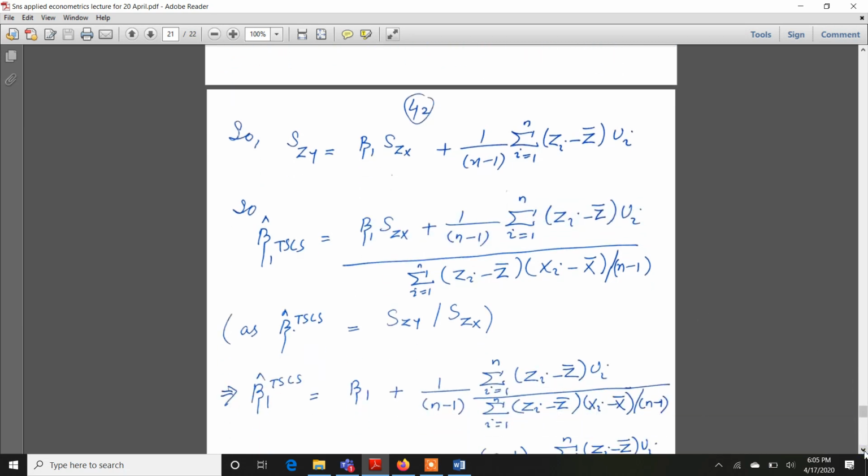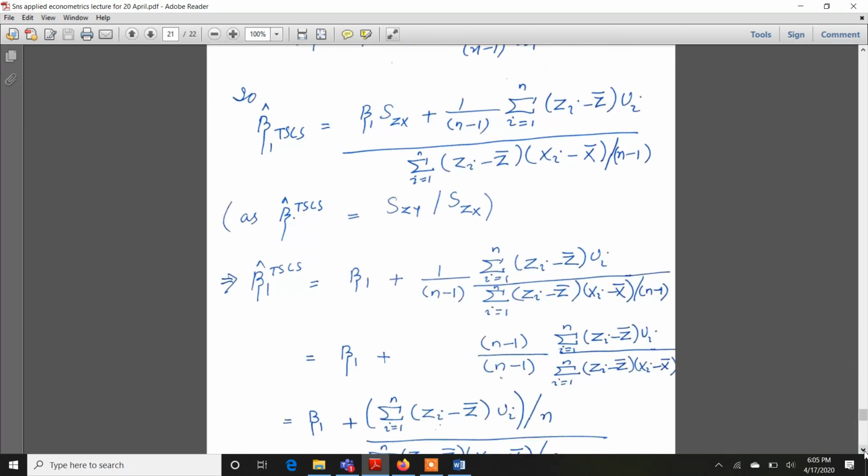Okay. So beta 1 hat TSLS is equal to, so now what I'm doing, this is covariance between z and x, this is also covariance between z and x. So if I separate out these two terms, the first one is beta 1 and the second one is this, right? This whole thing divided by this denominator.